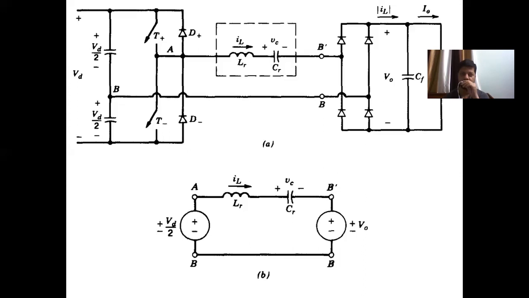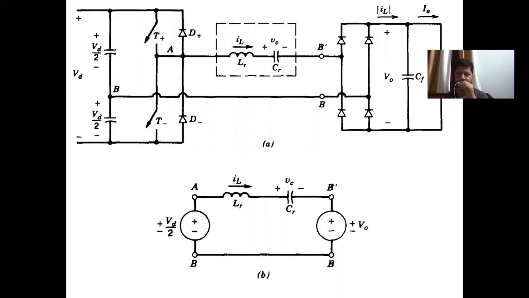If T plus is on or if D plus is conducting, then the voltage applied to the input of the resonant circuit will be plus VD by 2. Whereas if T minus is on or if D minus is conducting, then the voltage applied to the input side will be minus VD by 2.